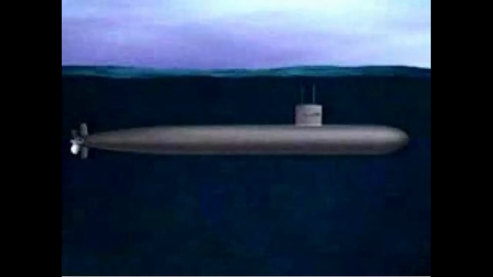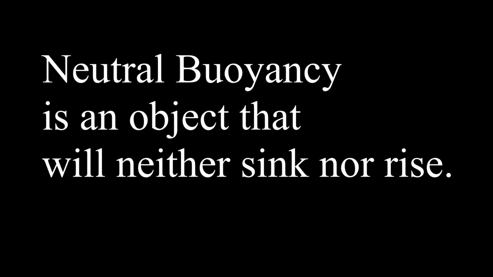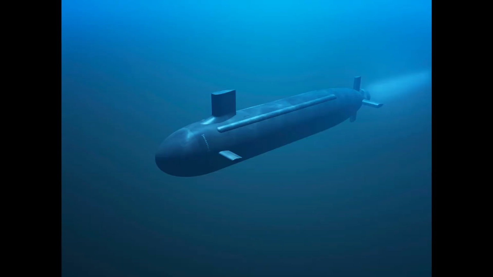Now here's an image of neutral buoyancy. Neutral buoyancy is an object that will neither sink nor rise. Now let's talk about pressure. Some submarines are also made of very strong materials like steel to resist the forces of high pressure the submarine encounters as it dives deeper under the water.